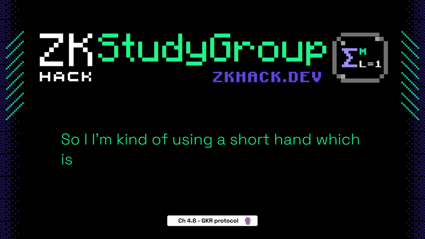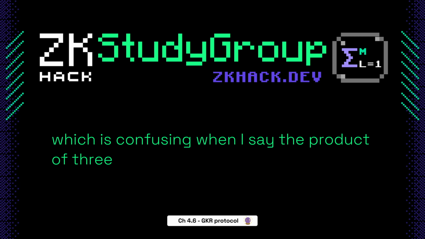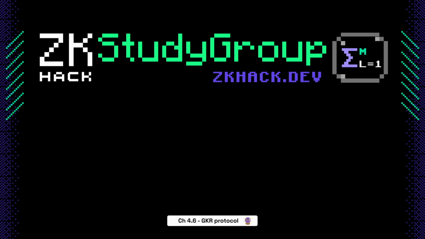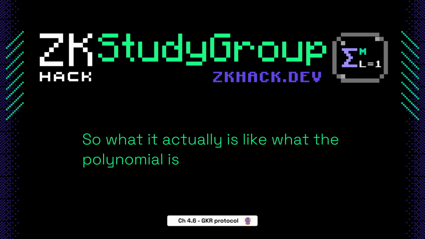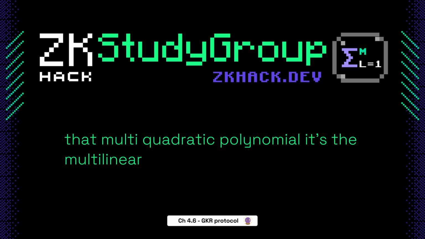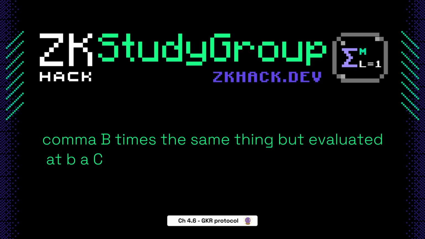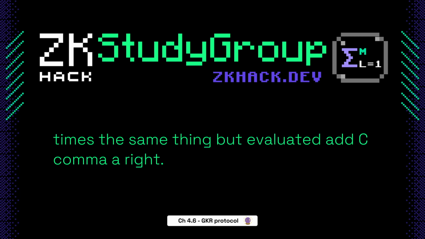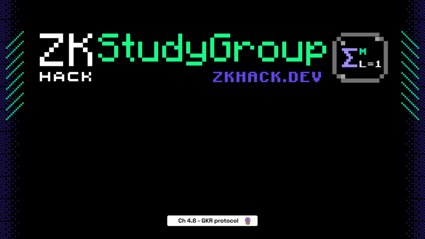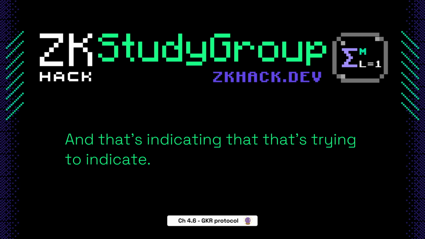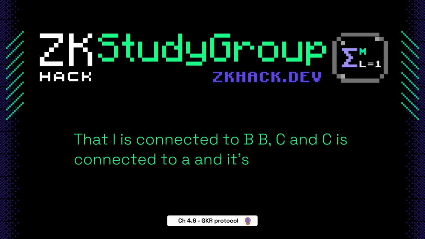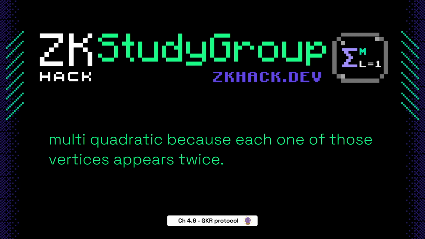So I'm using a shorthand, which is confusing, when I say the product of 3 copies of the multilinear extension of the input. What that multi-quadratic polynomial actually is, is the multilinear extension of the input matrix evaluated at a comma b, times the same thing evaluated at b comma c, times the same thing evaluated at c comma a. That's trying to indicate that A is connected to B, B is connected to C, and C is connected to A. And it's multi-quadratic because each one of those vertices appears twice.